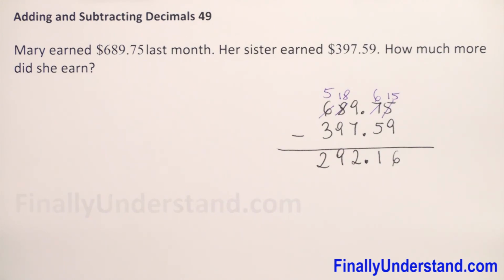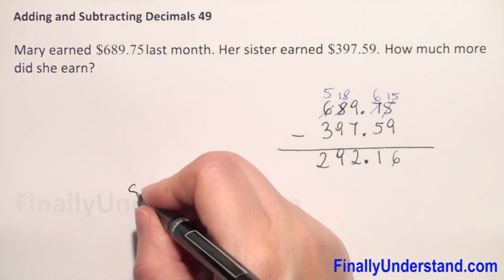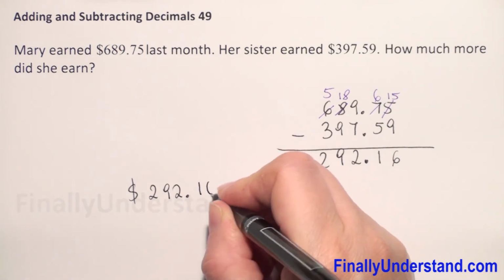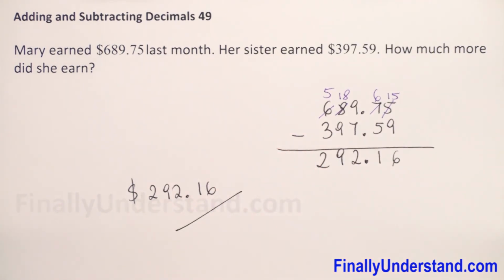We calculate that Mary earned $292.16 more than her sister. This is my solution.